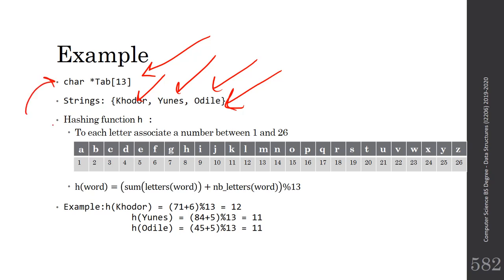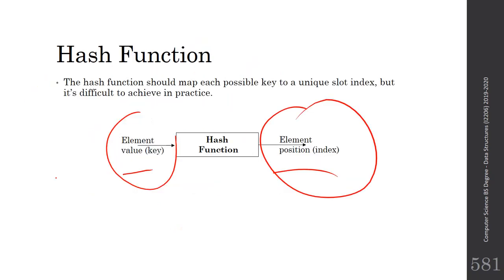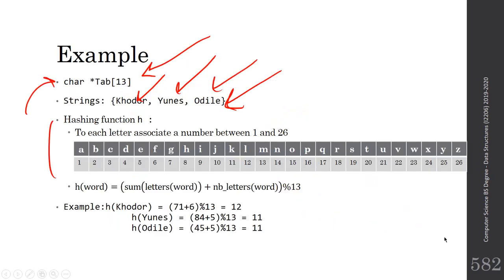So we'll be using a hashing function. I will give Khodr, and the hash function will tell me a number between 0 and 12. Then I will store Khodr at this index. The hash function here will associate each letter with a number between 1 and 26. I will give a word to the hashing function. The hashing function will compute the sum of the letters of the word plus the number of letters of the word, modulo 13.